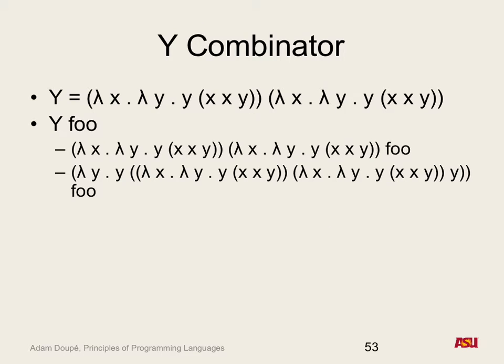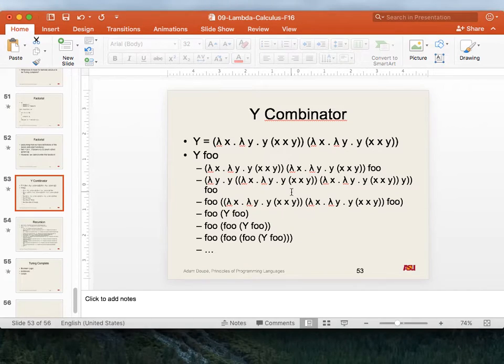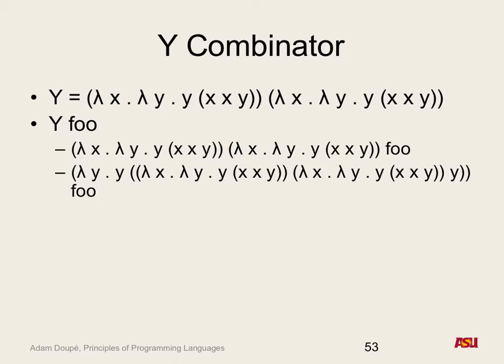Yeah. So what we have in here is another y, but we'll look at that in a second. Now, let's substitute in foo for y. So at the outermost, we have the application. On the left, we have this giant thing, and on the right, we have foo. Inside this body here, we're going to replace every free y with foo.